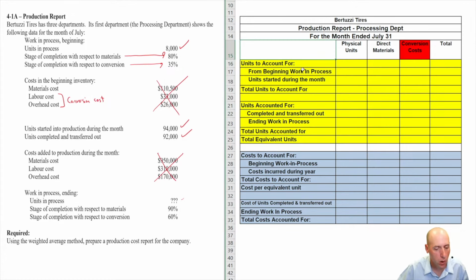Okay, work in process beginning, and it says units in process 8,000. Well, look at this first line. Units to account for from beginning WIP. How many physical units were in our beginning WIP? 8,000. Units started during the month. Look at this line. Units started into production during the month. Right here. I don't know what. Maybe I'll make that into a star. 94,000.